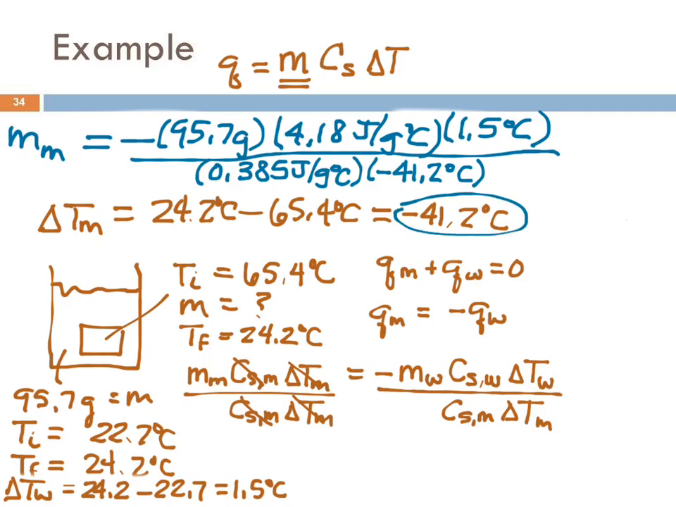We've got this, and this, and this, and that, and then the two specific heat capacities that we looked up in the table. Those didn't come out of nowhere. We looked them up. So now we do math. 95.7 times 4.18 times 1.5 divided by 0.385 divided by negative 41.2 equals, and then I have that minus sign, so I'm going to change the sign on the whole thing.